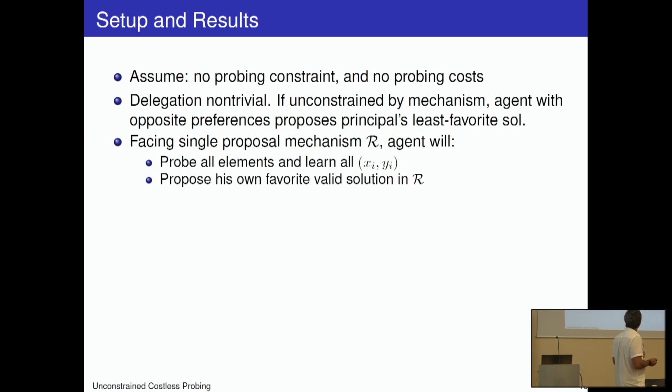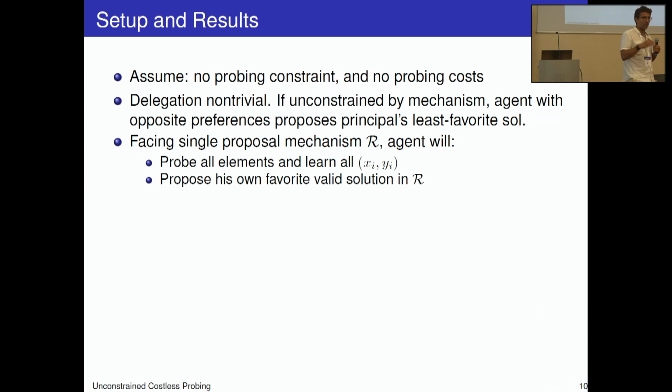Instead, we want to design this single proposal mechanism, which says, here's a menu of solutions and how much utility I expect of them. And the agent, knowing that they can only propose things off this menu, will probe all the elements in this unconstrained setting, and then propose their own favorite solution that is on the menu and agrees with the results of their probes. So valid means agrees with the results of the data exploration. Okay.